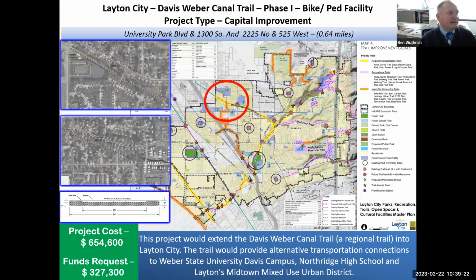The next project is in Layton City. This is the Davis-Weber Canal Trail. This is phase 1 for a bike ped facility between University Park Boulevard and 1300 South and 2225 North and 525 West. It's a little more than a half mile in length. The project estimated cost is $654,000 plus. The funds being requested is $327,000 plus.